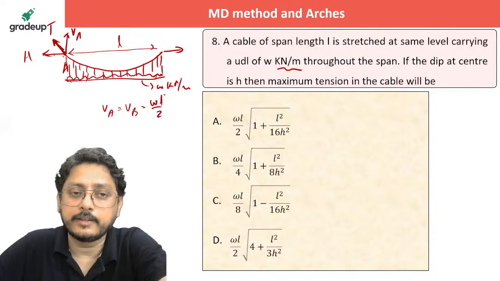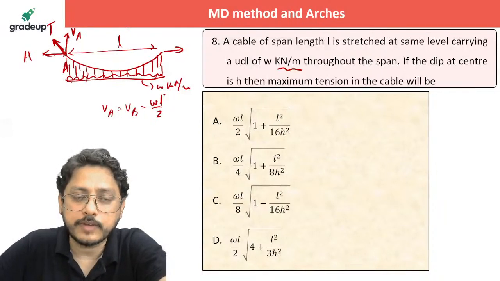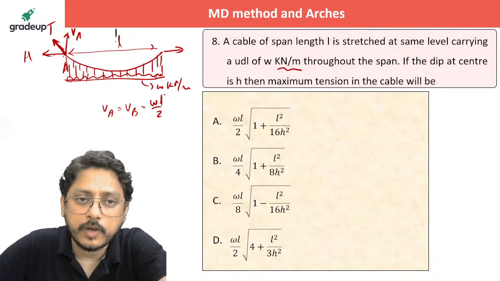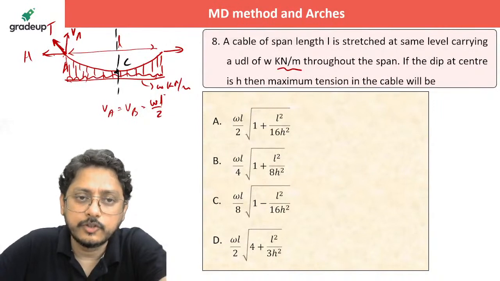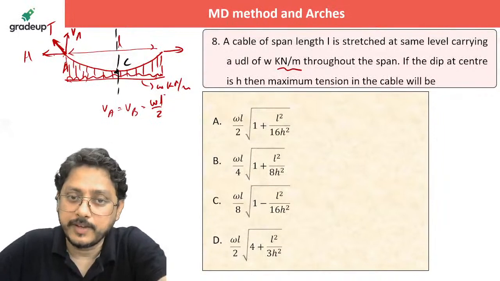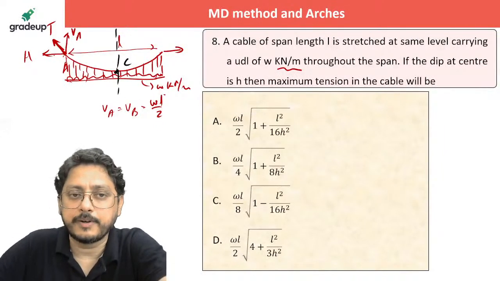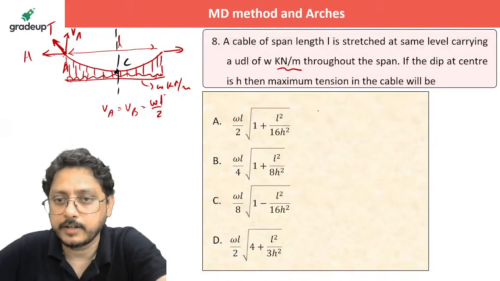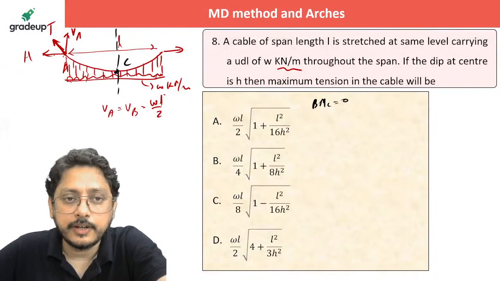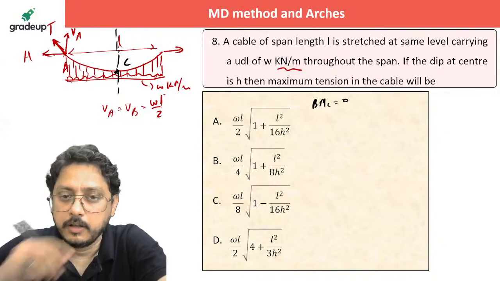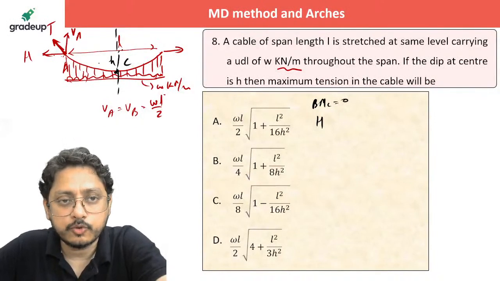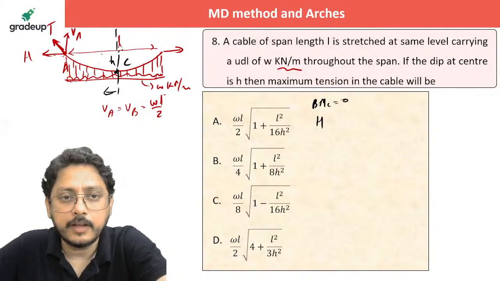How will you get the horizontal thrust? You stand at the mid portion, as it is symmetrical. Suppose I take the bending moment at C equal to 0. On a string, actually, the bending moment everywhere is 0, isn't it? So if you stand here and consider the bending moment at C equal to 0, what is the equation you are going to write down? Now you see here, H into this dip, that is H. So horizontal thrust H towards the left side, H into the perpendicular distance H.